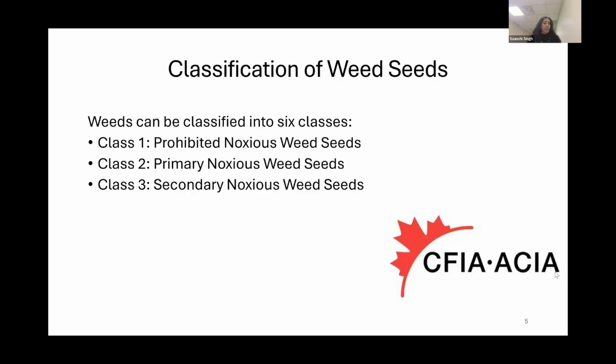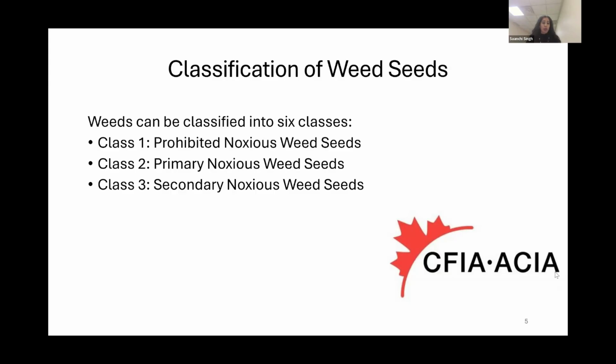So I thought I can give you a little bit of context regarding how weeds are classified as noxious. I'll be focusing on the 3 classes, even though there are 6 of them, because the species I'll be talking about later on fall into one of these 3 classes. So we have class 1. These are prohibited noxious weed seeds. This means that seed lots must be free of these seeds. These weeds can either not be in Canada or they are under the official goal of eradication.